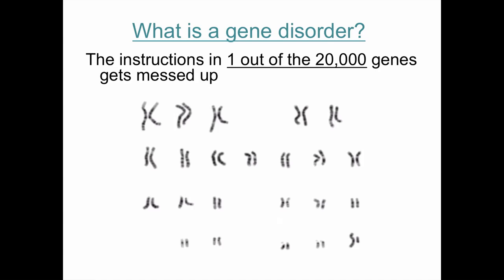So what is a gene disorder? A gene disorder is when the instructions in 1 out of 20,000 genes get messed up. We have about 20,000. Scientists have been going back and forth on this. They haven't really said exactly a number, so approximately 20,000 genes. Out of all this DNA, remember this is all DNA here, DNA wrapped around histone proteins, there's about 20,000 different genes. If someone has a single gene disorder, that means somewhere within these genes, either one or both of the same gene gets messed up. That leads to a disorder, a condition that makes it difficult for the person to live.